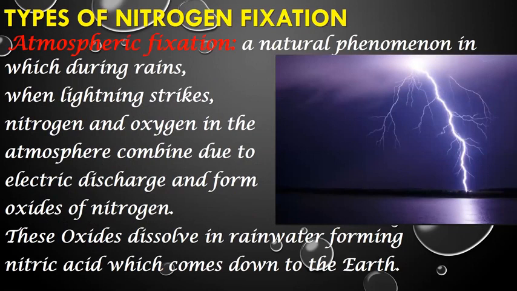Types of nitrogen fixation. Nitrogen can be fixed by specific processes. The first one is atmospheric fixation. It is a natural phenomenon in which, during rains, when lightning strikes, nitrogen and oxygen in the atmosphere combine due to the electric discharge and form oxides of nitrogen. These oxides dissolve in rainwater, forming nitric acid, which comes down to the earth.